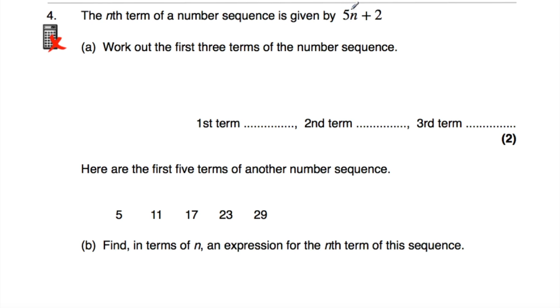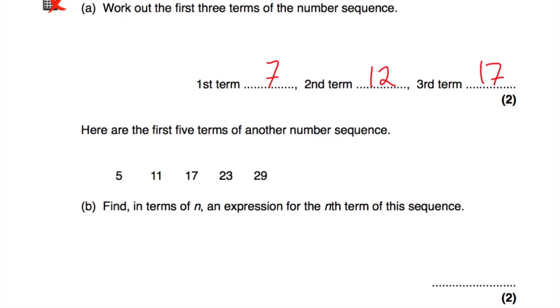5 times 1 is 5, plus 2 would be 7, so the first term is 7. 5 times 2 would be 10, plus 2 is equal to 12. And then finally, the third term, 5 times 3 is 15, plus 2 is equal to 17. And that's it. Alternatively, remember, we could write down the multiples of 5, so 5, 10, 15, and then add 2 to get 7, 12, and 17.